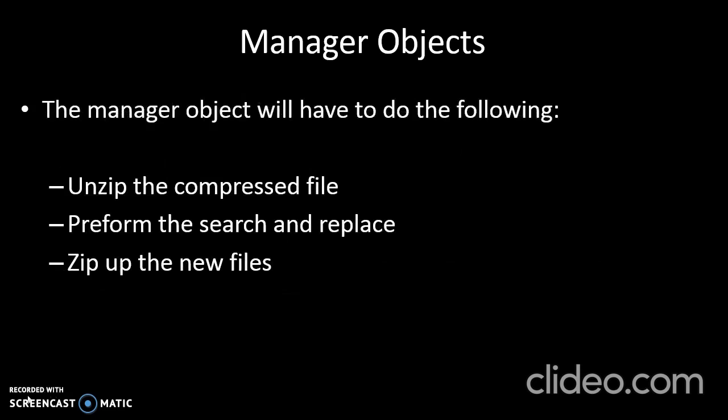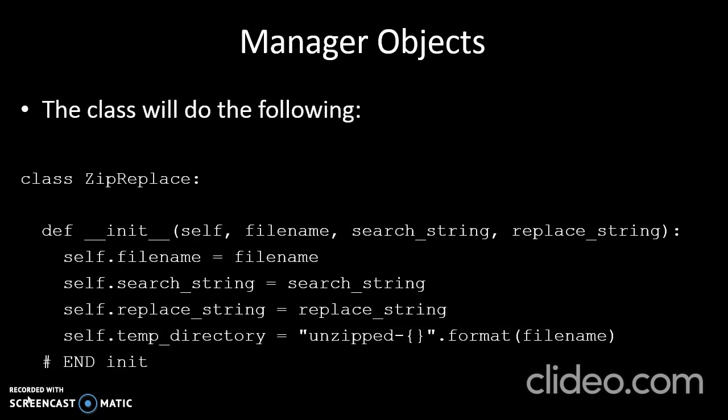The manager object in this case will have three key components to it. The first will be to unzip the compressed file, second to do the search and replace, and then the third will be to zip up the new files. So if we're creating a class, our general class will have an init method as usual, which in this case takes in, you can guess, the file name, the search string, and the string you want to replace it with. We also in the object have a temporary directory where we're saving the unzipped files to and creating the new ones, and creating the new zip in fact.